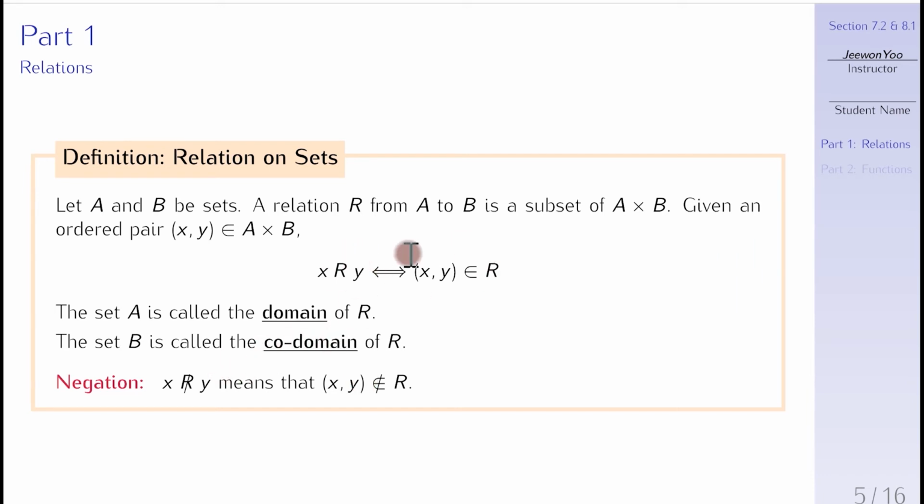The negation of this one is x is not related to y if and only if xy does not belong to R. Please take your time to understand this definition. If you are 100% happy, let's move on to the example. Actually, everyone, I was planning to go to the example right away, but in case someone is still confused with the codomain thing instead of range, I will explain one more time.